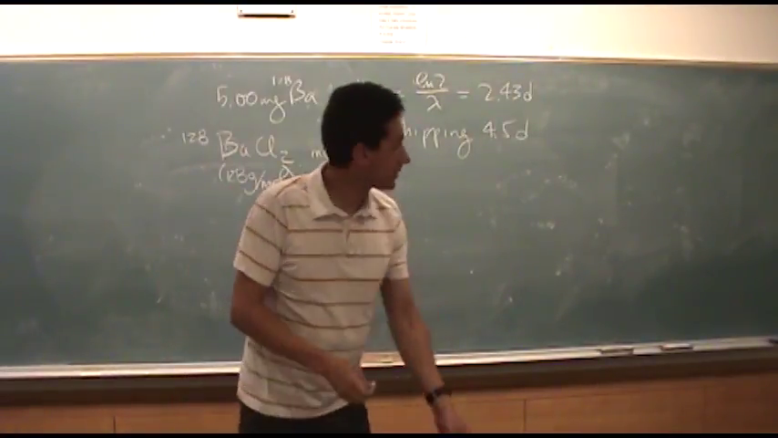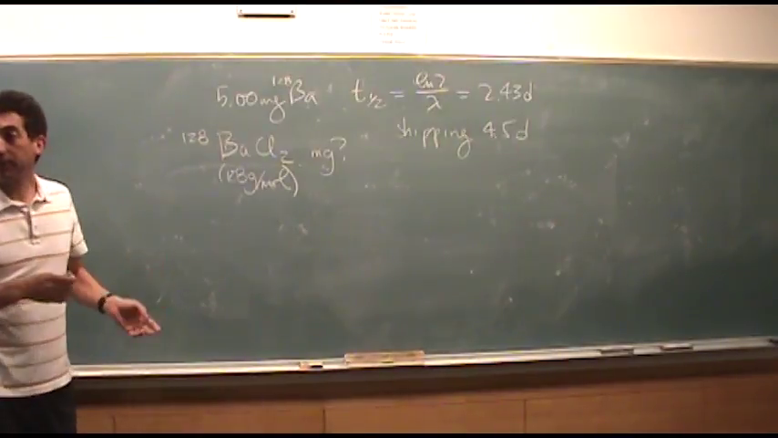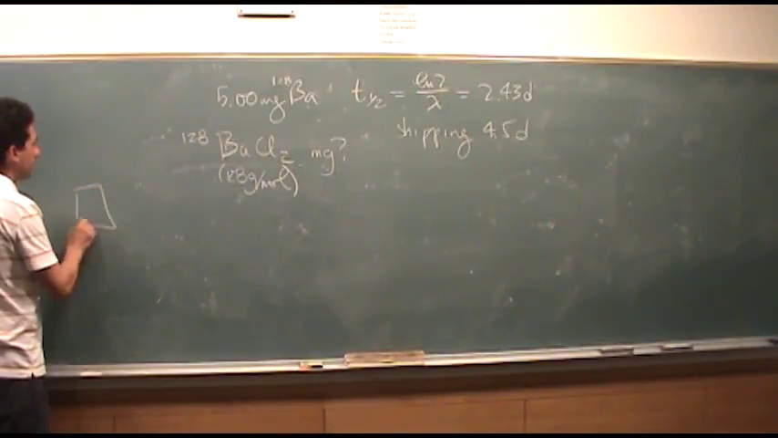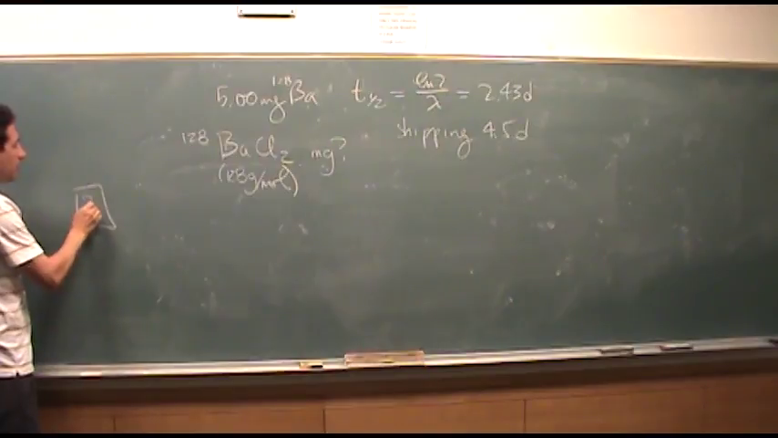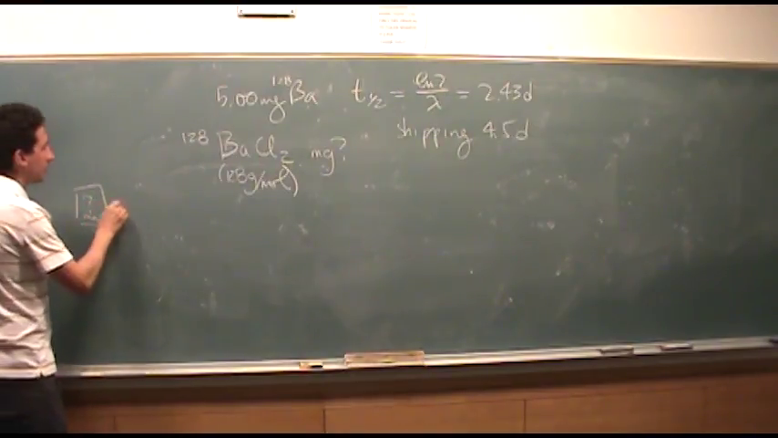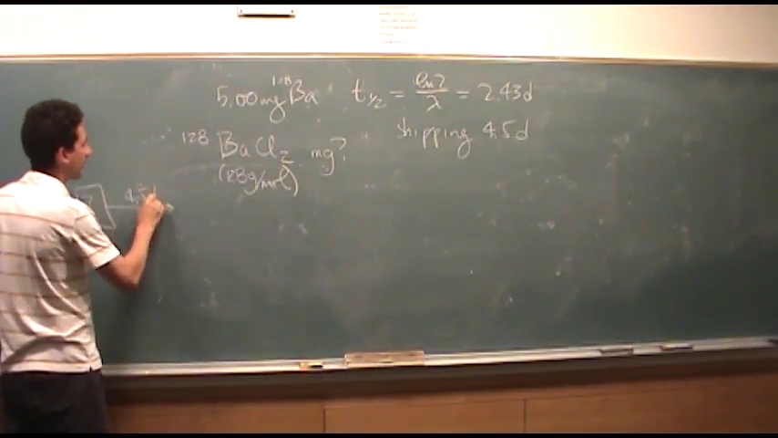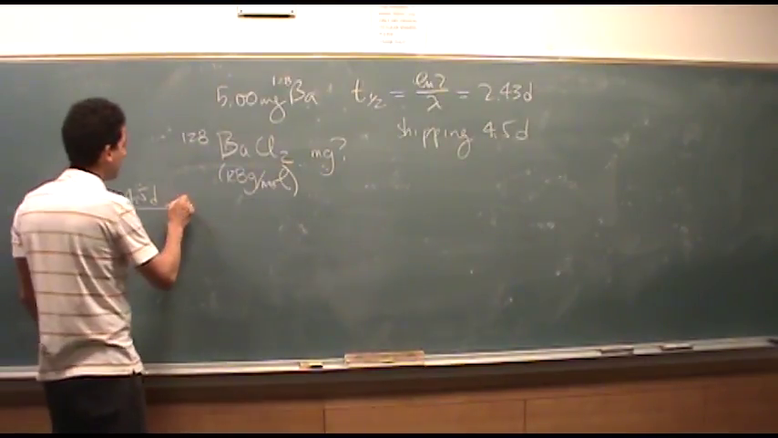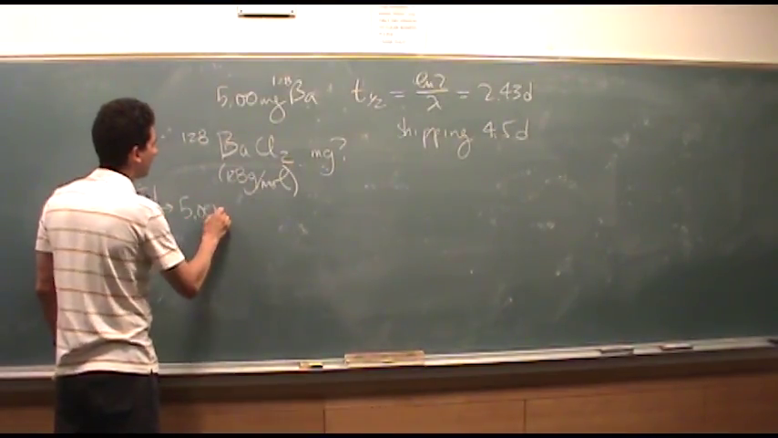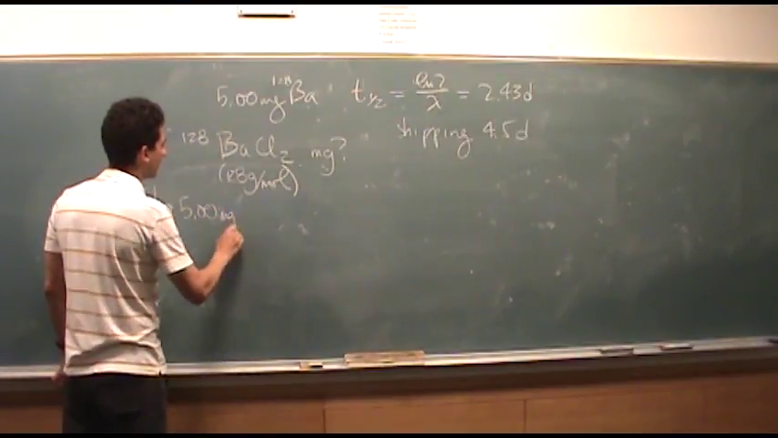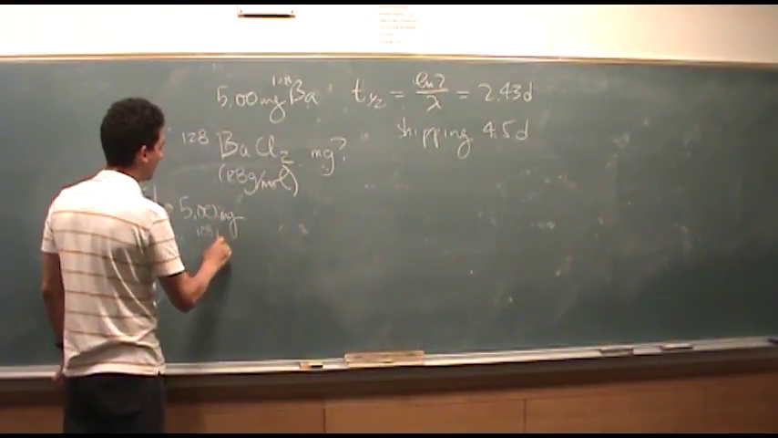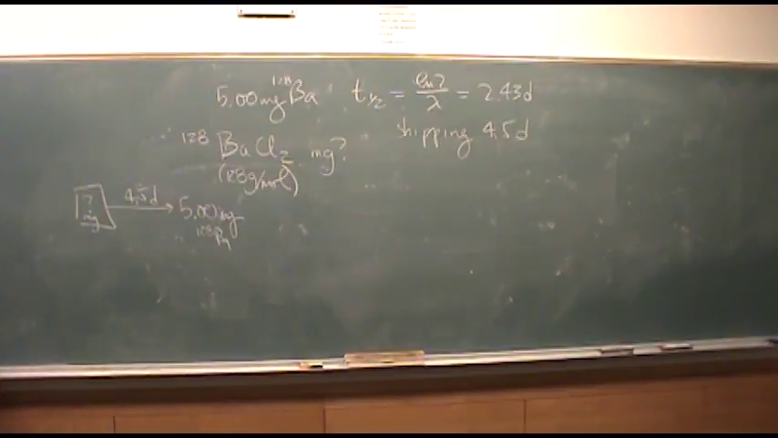Okay, so she orders it from the manufacturer. She wants to know how much to order because it's going to take 4.5 days to get to the university. And by the time it gets to the university, she wants 5 milligrams of the barium. Does that make sense? So it's going to decay, so you want to order more than 5 when you start off with. Okay.